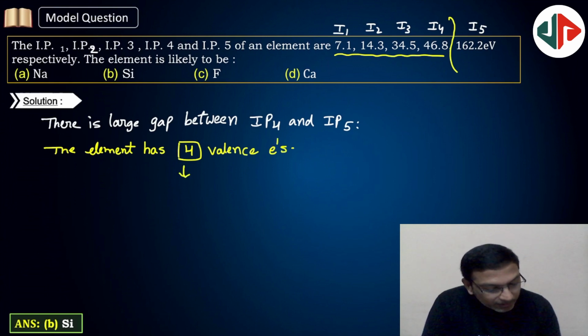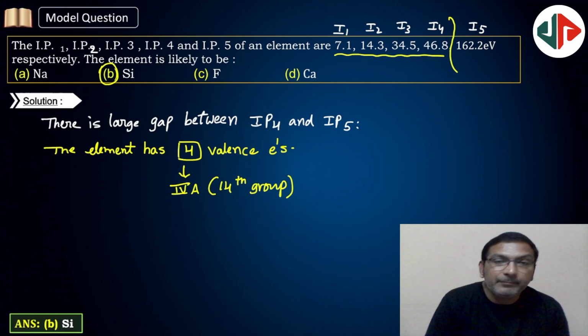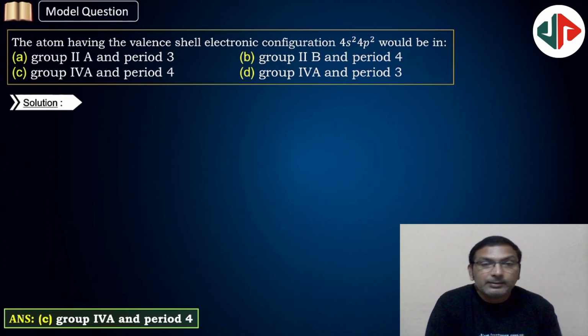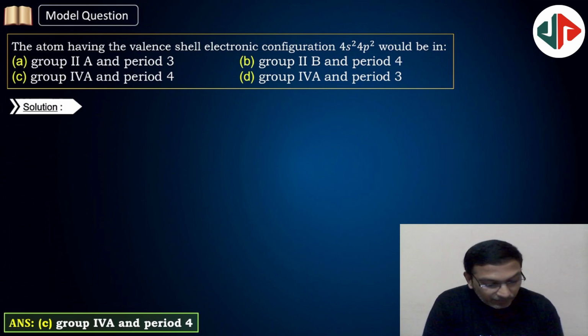Therefore, it belongs to group 4A or group 14. So the group 14 element here is silicon. Therefore, option B. It is very difficult to remove the fifth electron, so there should be 4 valence electrons. After the removal of the fourth electron, it will have noble gas configuration. Therefore, I5 will be very high. Next. The atom having valence shell electronic configuration 4s2 4p2.